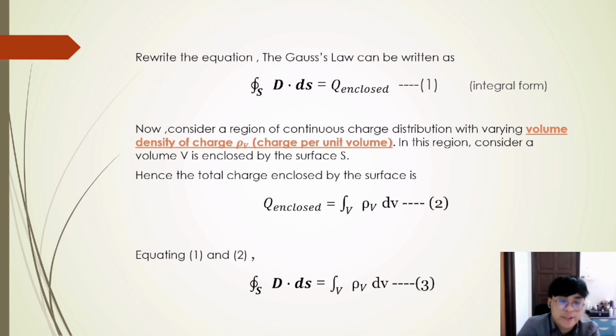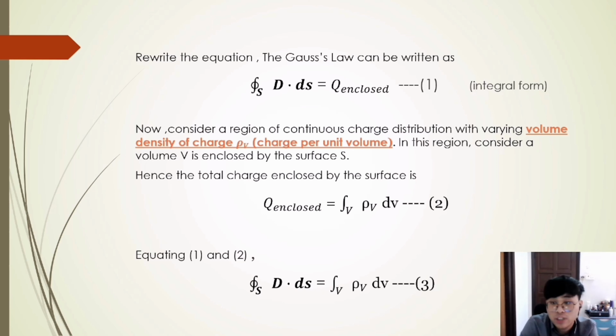After rewriting the equation, Gauss's law can now be written as the surface integral of electric flux density equals the total charge enclosed by the surface. Later in the application part, we will show you how to use this formula when you have different types of symmetrical charge distribution.